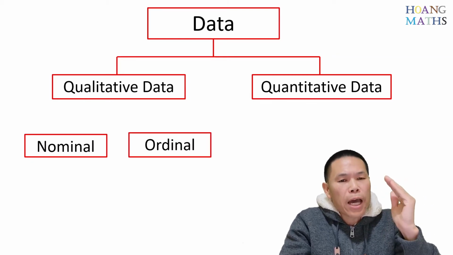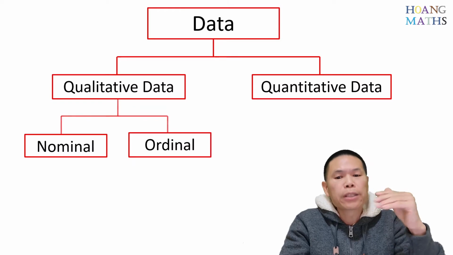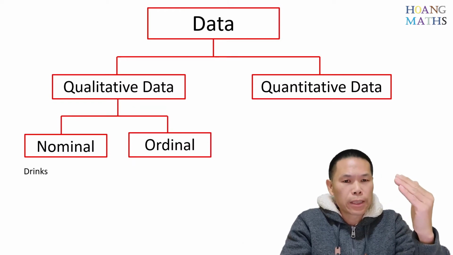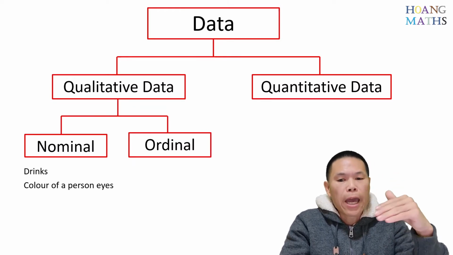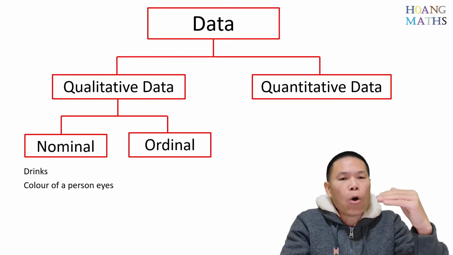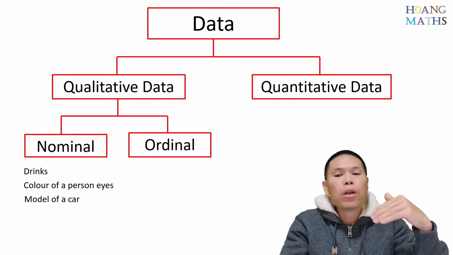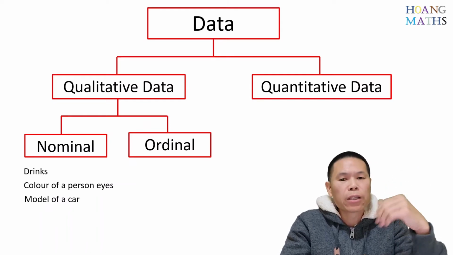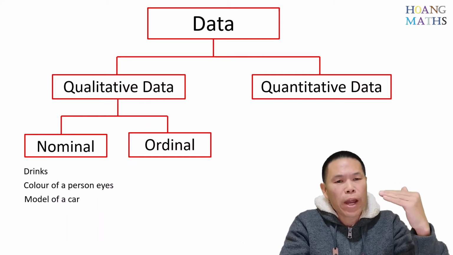So nominal data, no ranking. For example, different types of drinks. There is no ranking. And the color of a person's eyes, so no ranking either. Or type of cars, or the model of the car, if you like. So this type of data has no ranking.